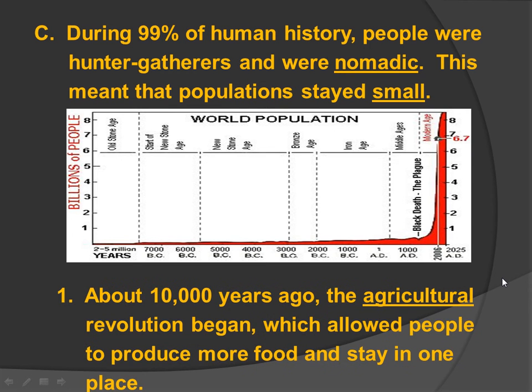Number 1, about 10,000 years ago, the agricultural revolution began, which allowed people to produce more food and stay in one place. Now remember in Chapter 8 we talked about carrying capacity. Carrying capacity was the maximum number of organisms that could survive in that ecosystem because there were enough resources to go around. So there were enough resources indefinitely to support that many organisms.